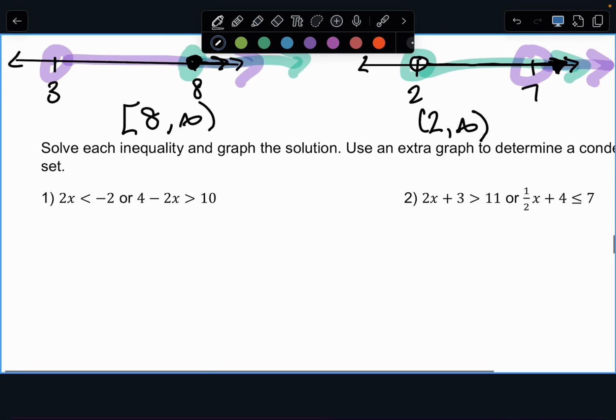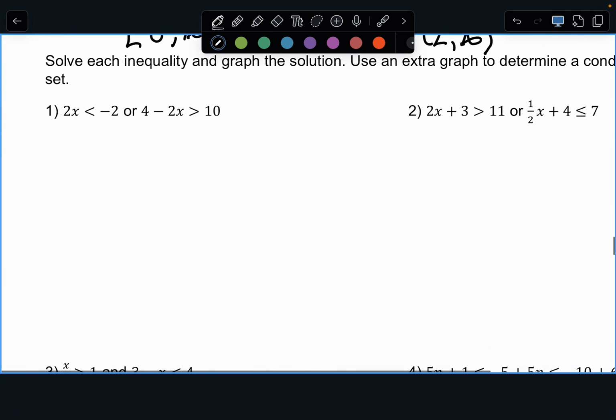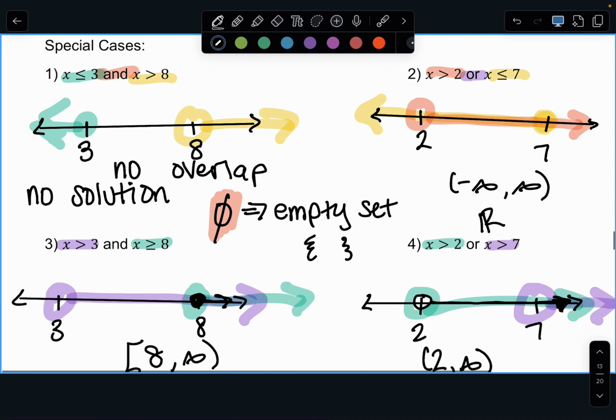Okay, I want us to try to do 1 and 2 with the people around us, and this time we're actually solving. So I want you to solve these, get to something more simple like this, and then graph it just like we've been graphing it, and condense your solution set. Does that make sense? I'll be walking around, okay? You're free, go on.